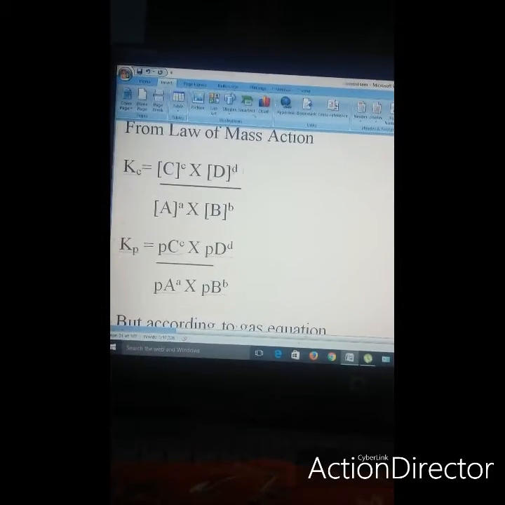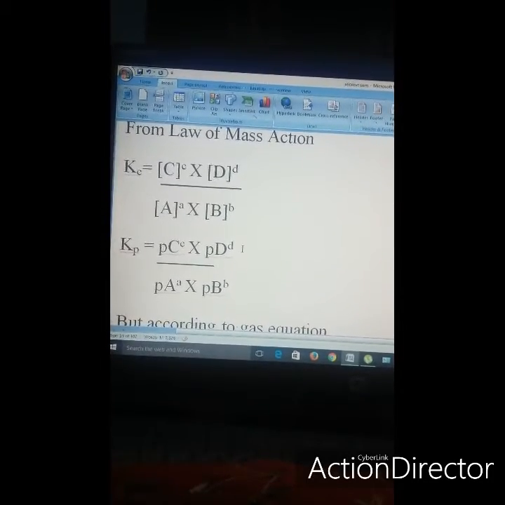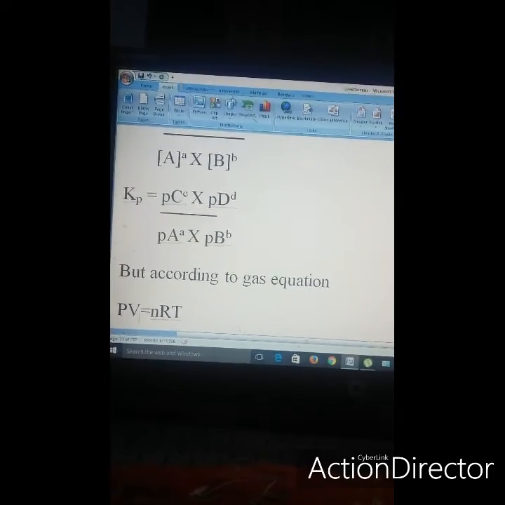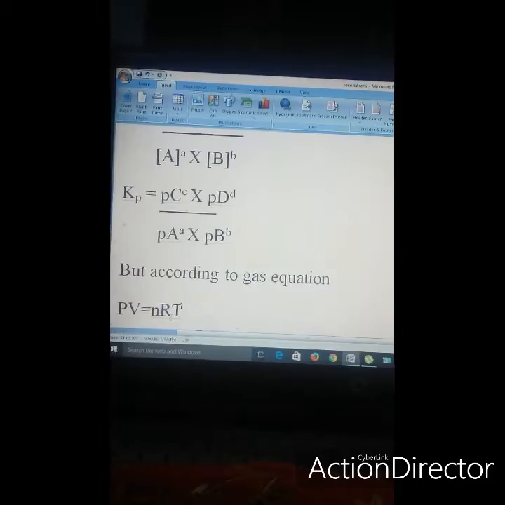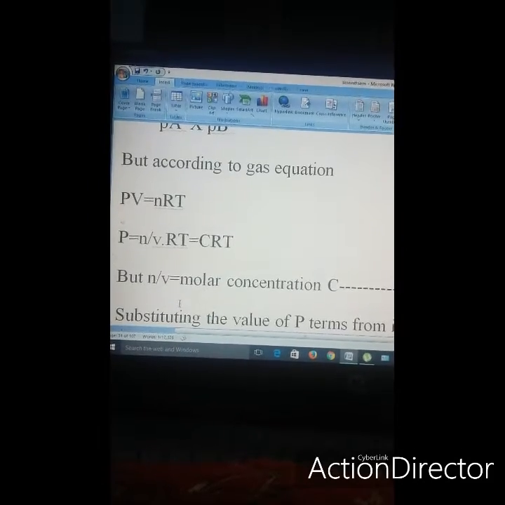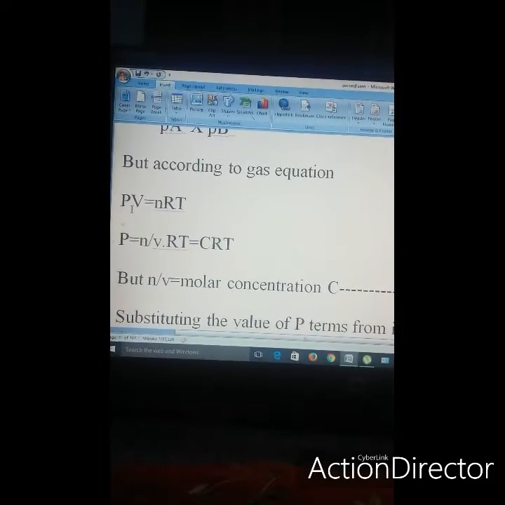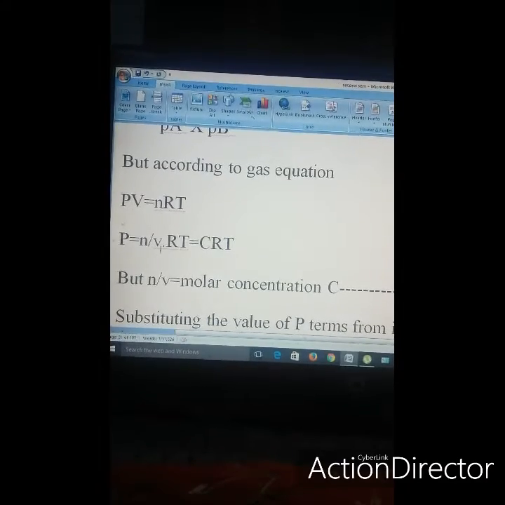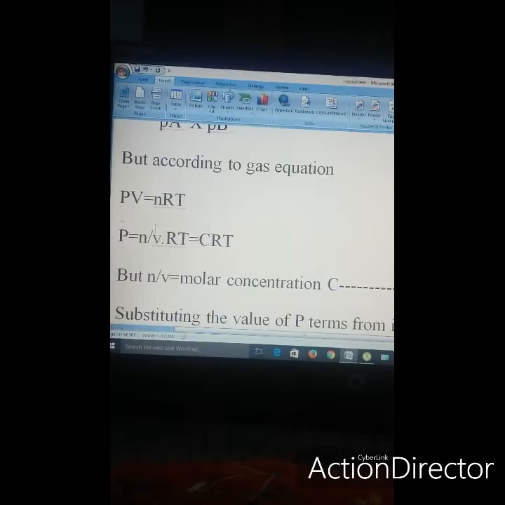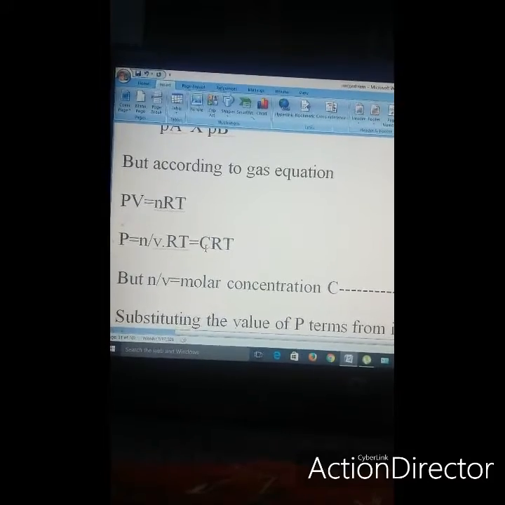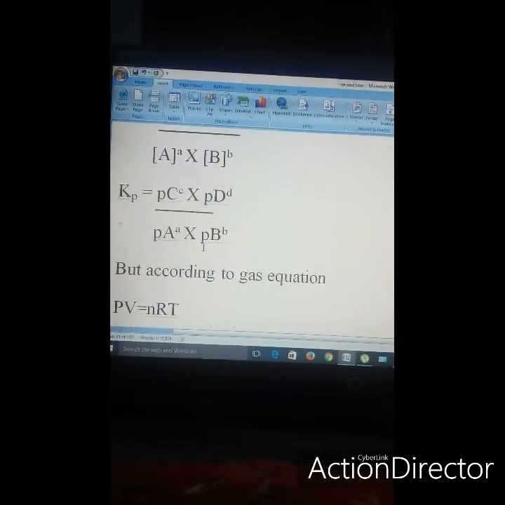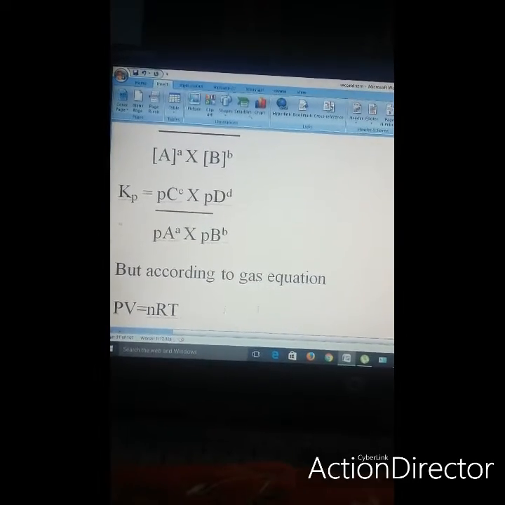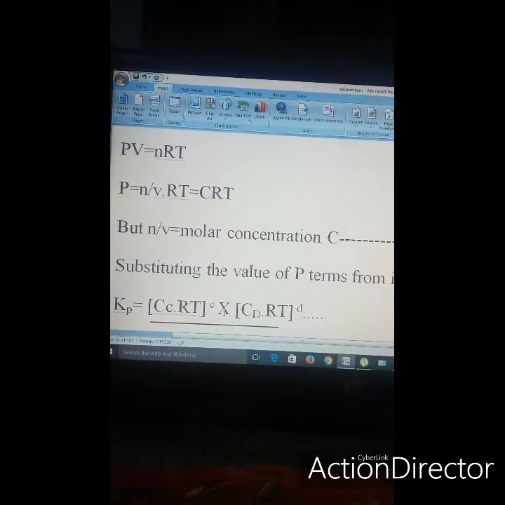You will be taking this in terms of partial pressure. Now according to the gas equation, we know that PV is equal to nRT. That is the well-known gas equation. So if you find out the value of P, that will be n upon V RT. Now n upon V is the molar concentration, so we can replace it by C. So instead of P here, I will be replacing it by CRT.